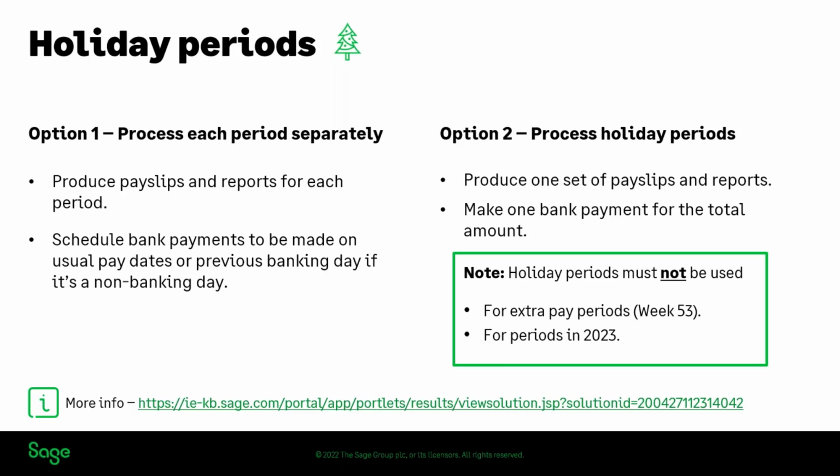Now, option two is to use a holiday period. Now, the advantage of this is that you can produce one set of pay slips and reports which covers multiple weeks, and you'd be able to make a single bank payment or generate a single bank payment file for the total amount that is owed. So when you process a holiday period, it uses the allowances for the extra weeks that you're paying. And if you've set up your payments so that they automatically advance holiday, it will kind of double up on the relevant payments to cover those advanced periods.